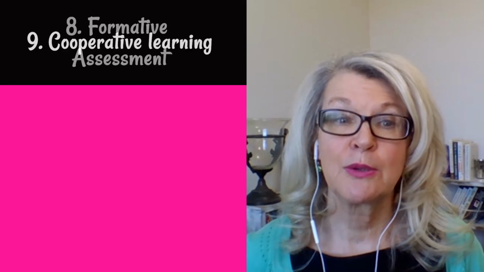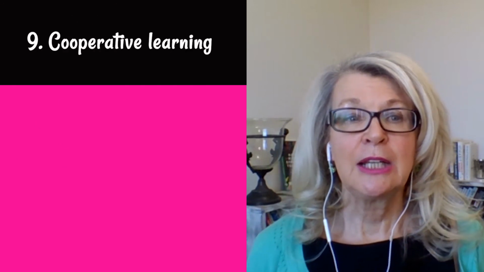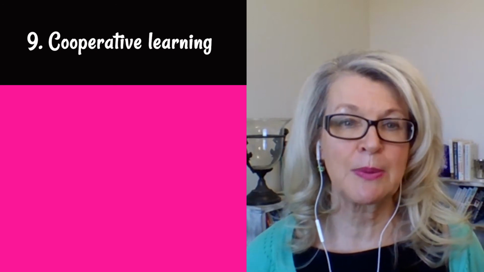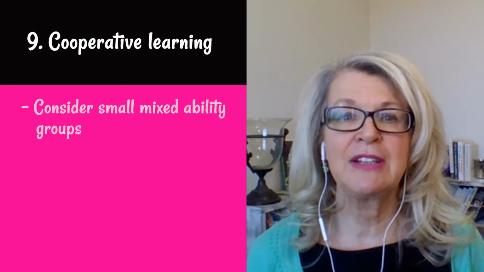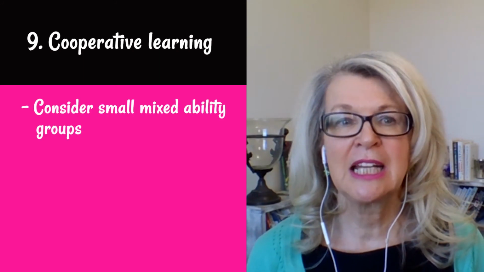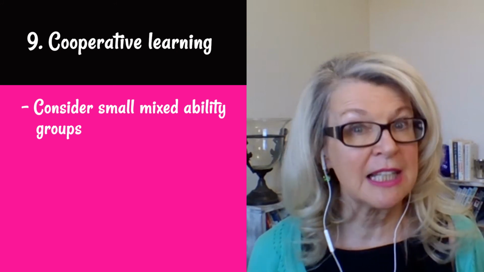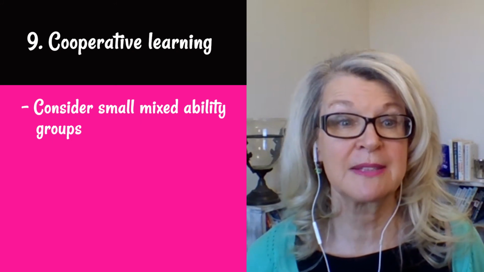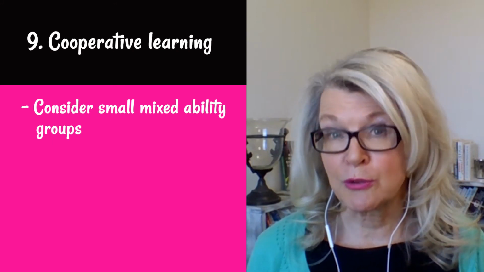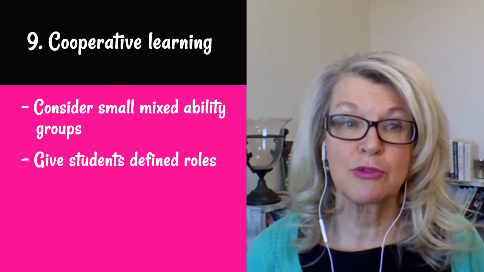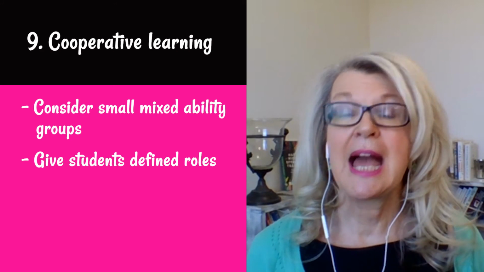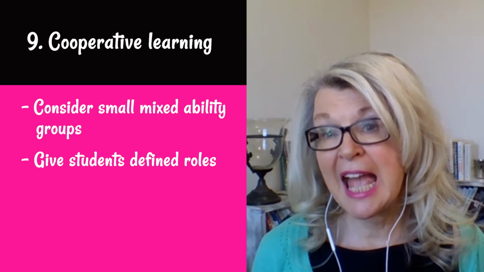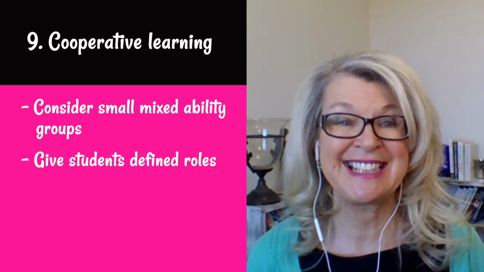Number 9, cooperative learning. Incorporate cooperative learning strategies by using groups, pairs, kids working together, and also consider having small mixed ability groups for tasks. You can use think, pair, share in most lessons, and it's one of the simplest strategies to implement, and the benefits are numerous. When you use groups with students, give students defined roles within those groups and explicitly teach them how to fulfill each of their role descriptions. You can check out Kagan Cooperative Learning Strategies for some of these ideas.